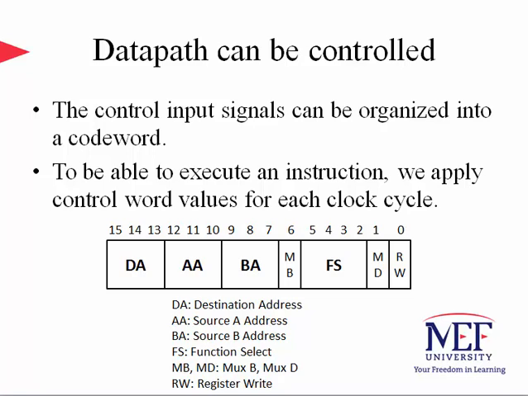Here is an example control word for a Datapath which has 8 registers. The first 9 bits cover the destination address, source A, and source B register addresses. The MB and MD are multiplexer select inputs. The FS is the 4-bit function select input. And finally, RW is the register write or enable signal. This control word contains 16 bits. However, as you add more selections and control inputs to the Datapath, you will have more to control, which will extend this code word to more bits.